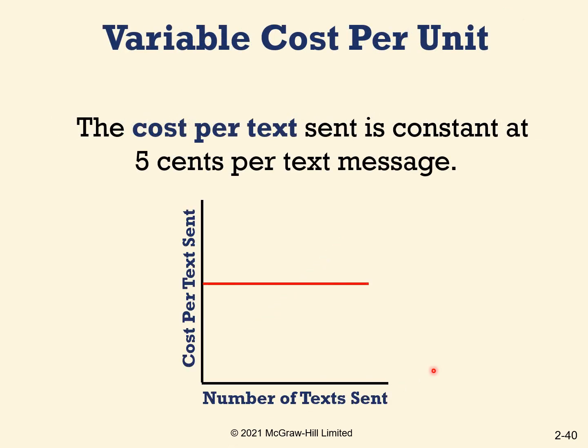The other important thing about variable costs to know is that their cost per unit will remain constant. It won't change. So in our example, the cost per text sent is constant at 5 cents per text message. It doesn't matter how many texts you send, the cost for each text is still going to be 5 cents. You can see it's just a straight line. It doesn't matter if I send 50 of them, that cost per individual text will always be the same.